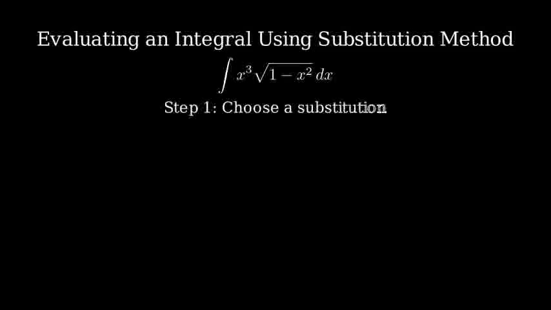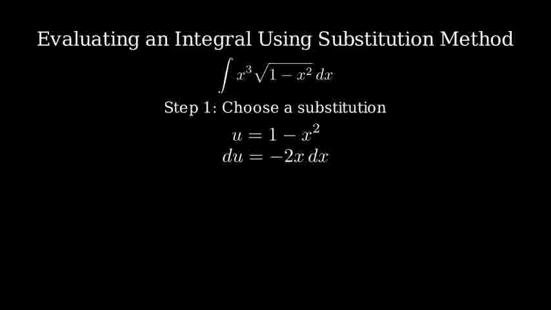Here, we can see that the expression under the square root has a function we could substitute for. Let's let u equal 1 minus x squared. Next, we need to find the derivative of u with respect to x to replace dx in our integral. So du is negative 2x dx.